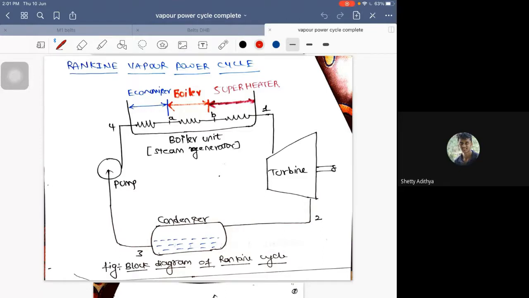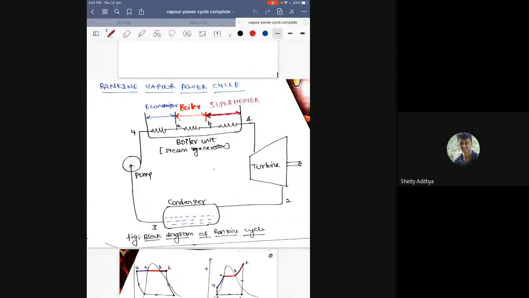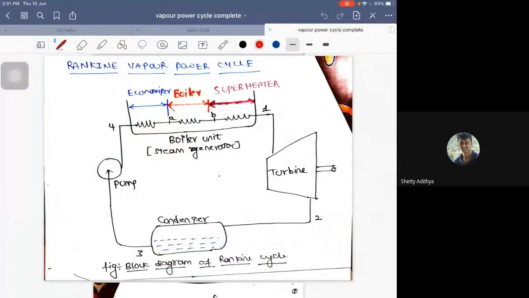Good. So today we will discuss the Rankine cycle. I told you the Rankine cycle is the most important. As you have learned the Brayton cycle in the previous chapter, in this chapter we'll be learning about the Rankine cycle. If you understand the Rankine cycle very well, the problems would be very, very easy.